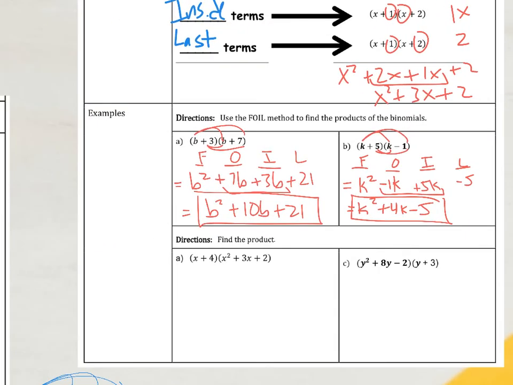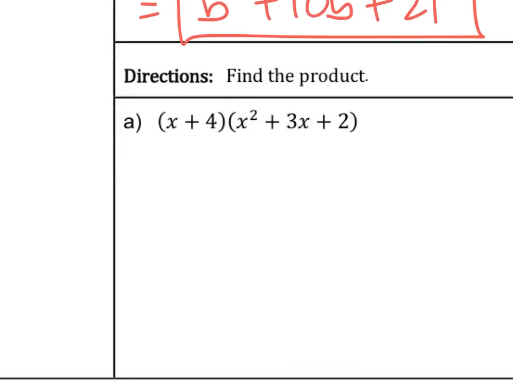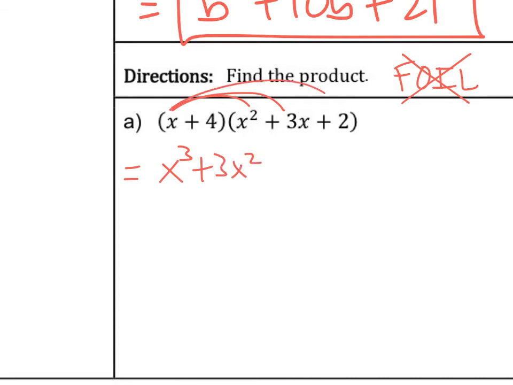Well, let's finish with this, and I don't want this to get too long here. So what if we have 2 terms times 3 terms? Well, you have options. FOIL will not work here because there's 3 terms, so no FOIL, all right? FOIL, no good. Not here. So let's just think distribution now. We're just going to multiply the x by each of them. If you want to make an area model, you can. X times x squared is x to the third. X times 3x is 3x squared. X times 2 is 2x.